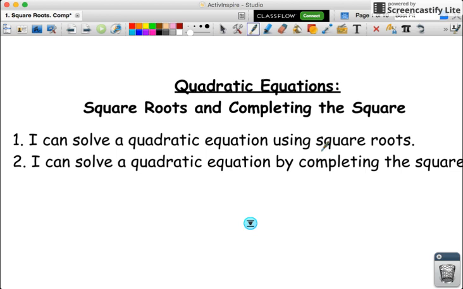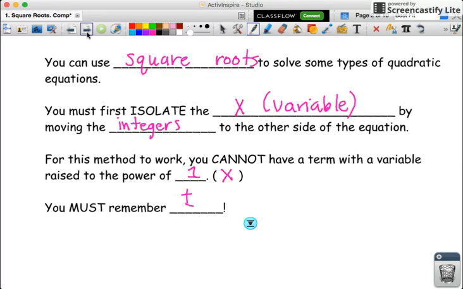Good morning. We're going to talk about another way you can solve quadratic equations by using square roots and completing the square. So these will be two additional ways on top of how to use the quadratic formula. So a couple of notes. You can use square roots to solve certain types of quadratic equations, not all.